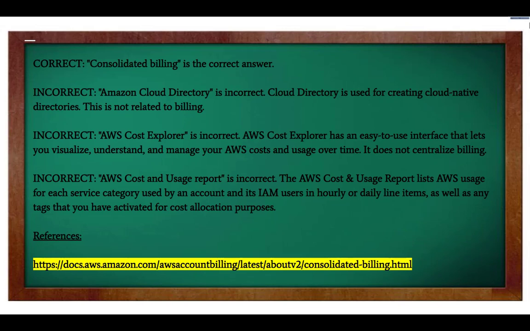Incorrect, Amazon Cloud Directory is incorrect. Cloud Directory is used for creating cloud-native directories. This is not related to billing. Incorrect, AWS Cost Explorer is incorrect. AWS Cost Explorer has an easy-to-use interface that lets you visualize, understand, and manage your AWS costs and usage over time. It does not centralize billing.